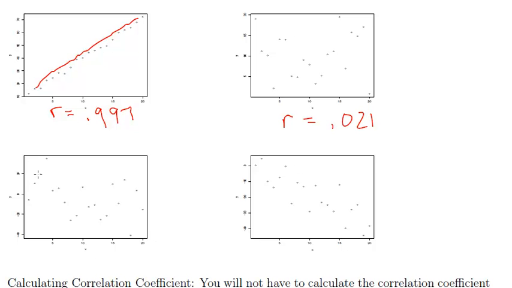The one down here, I see a negative association, but it's not very strong. There's a lot of scatter around the line. And so in this case, R turns out to be negative. That's what we would expect. Negative 0.404.